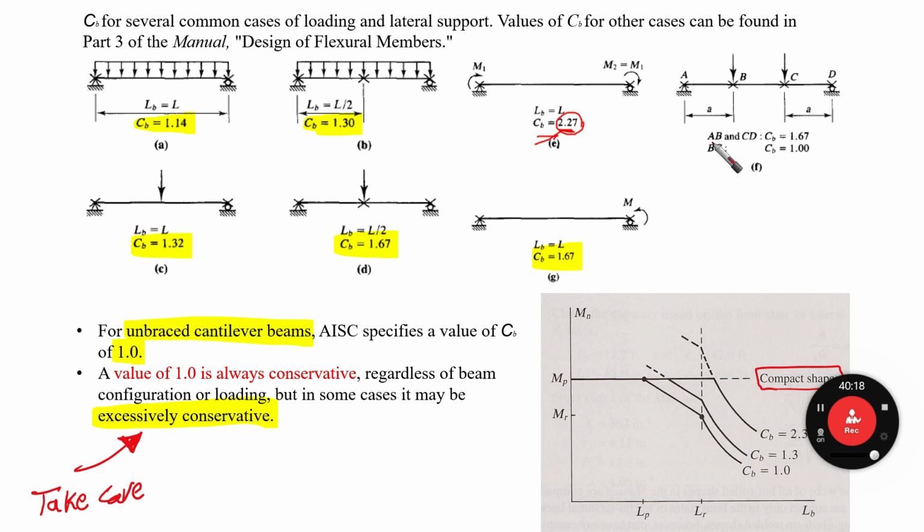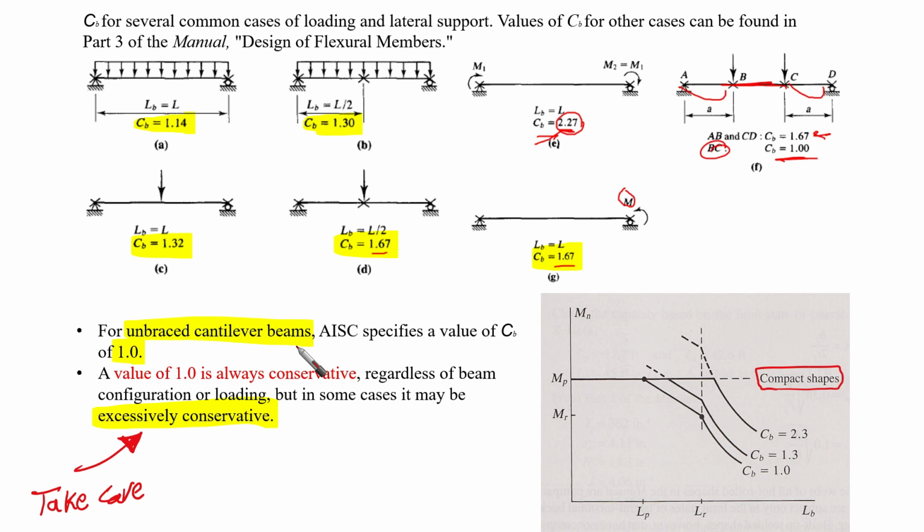Similar here for AB and CD. CB is going to be 1.67 for this part, which is part AB, and CD. However, for BC, it is going to be 1 in the middle. And similar for this case, CB 1.32, concentrated load in the middle. Here, concentrated load in the middle, but we have support, it is going to be 1.67. And then concentrated moment at one support is going to be 1.67. Okay, so these are the main differences.